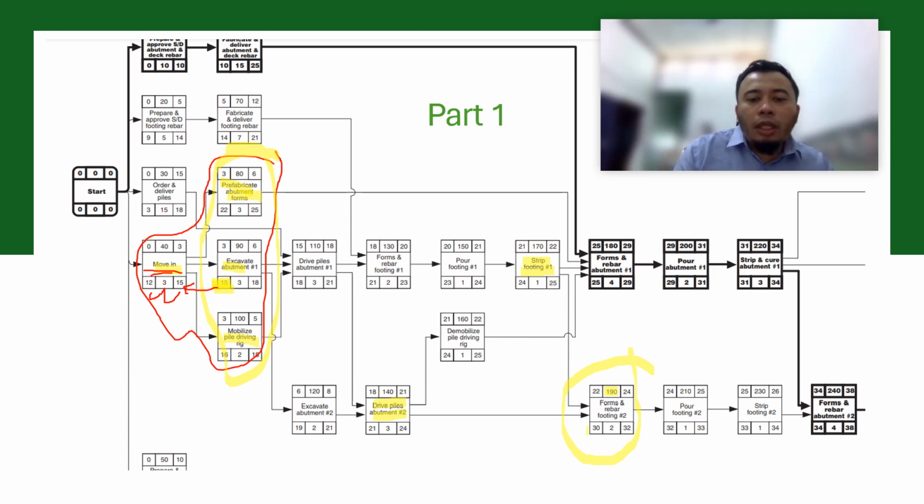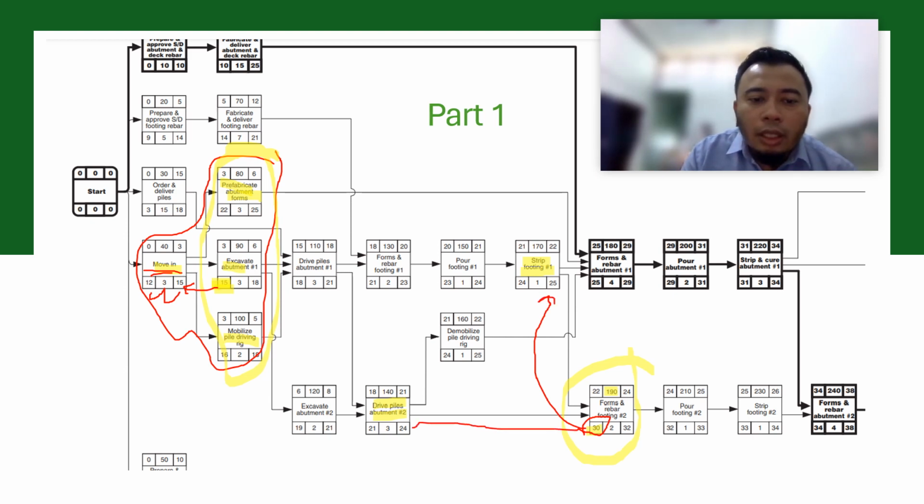So the latest start for street footing, latest start for activity 190 here, is day 30. But as you can see, the preceding activity, street footing number 1 and drive piles, is set at 24.